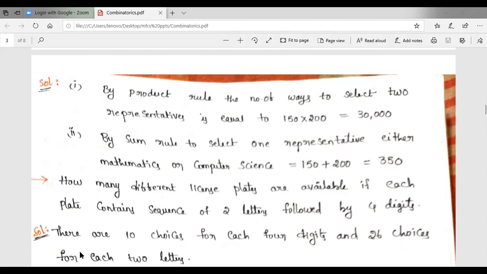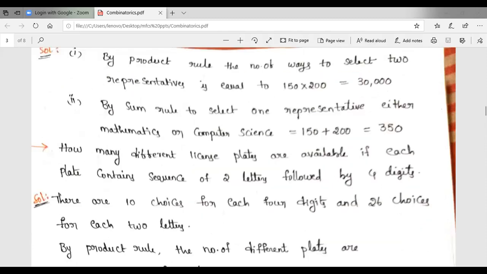Solution. We have 10 choices for each of the 4 digits because we have the numbers from 0 to 9. So we have 10 possibilities for each of these 4 digits. And we have 26 letters. In every license plate we have 2 letters, so we have 26 choices for each of the 2 letters.